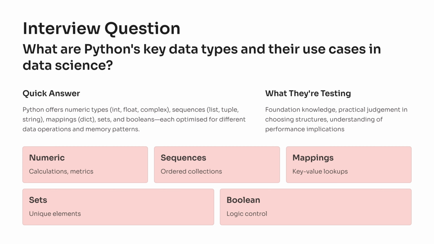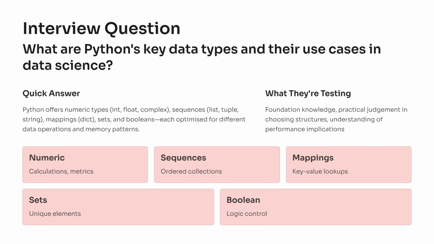Python gives you 5 core data types that power almost every data science task. Numeric types, integers and floats, are for calculations. If you're summing up sales revenue or finding the average rating of a product, you're using numerics. Sequences, lists, tuples, and strings, hold ordered data. Imagine a list of daily temperatures, or a string storing customer feedback. That's a sequence in action.